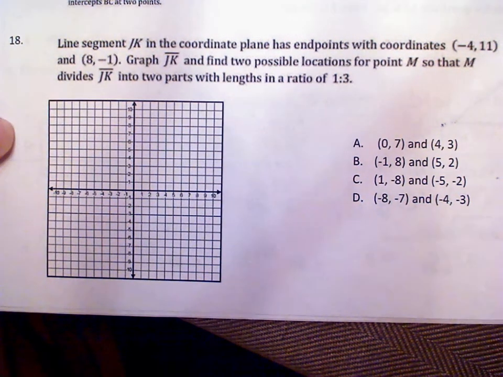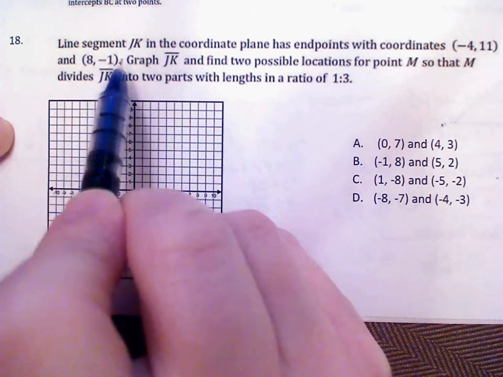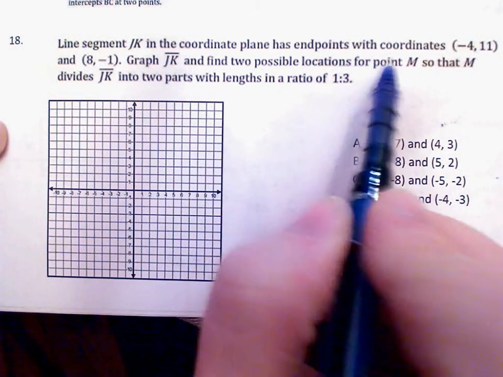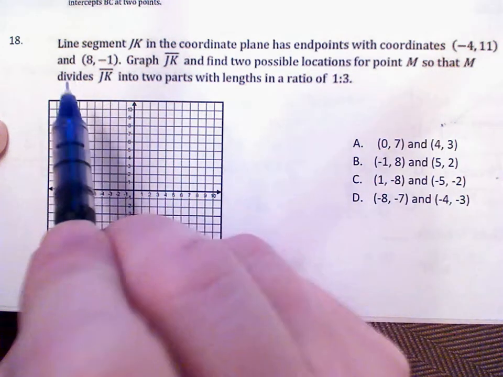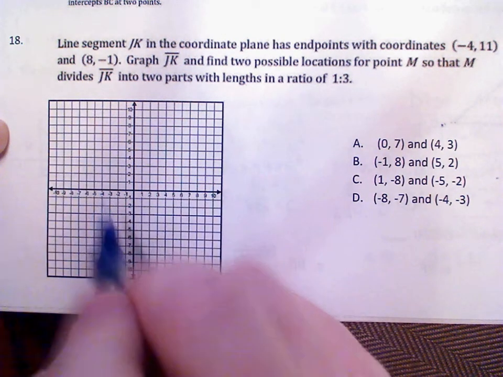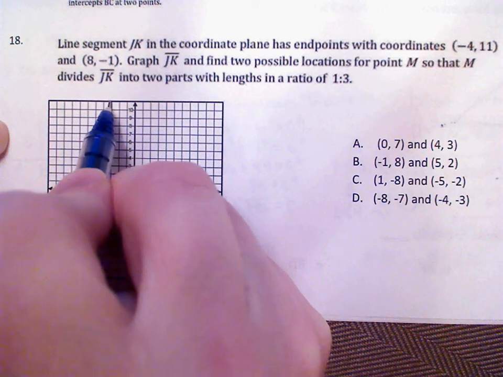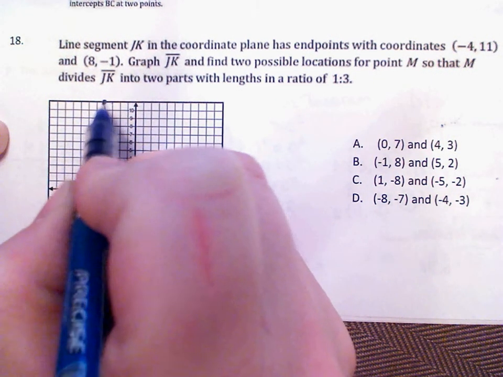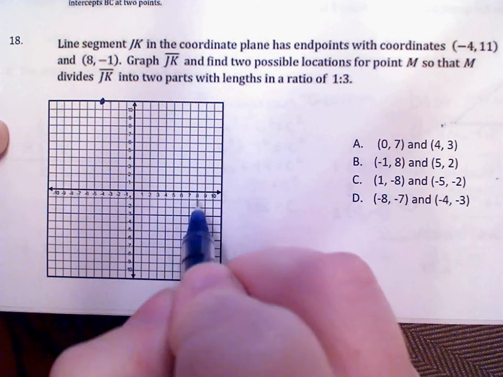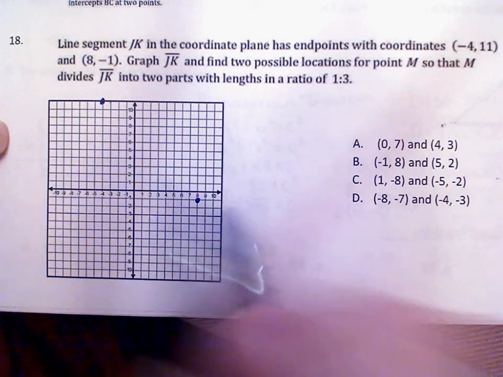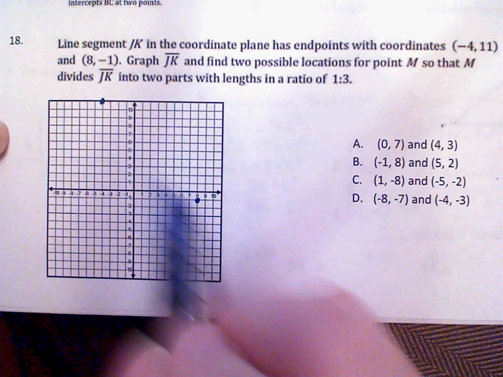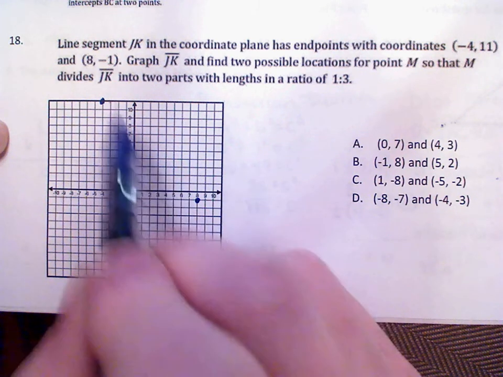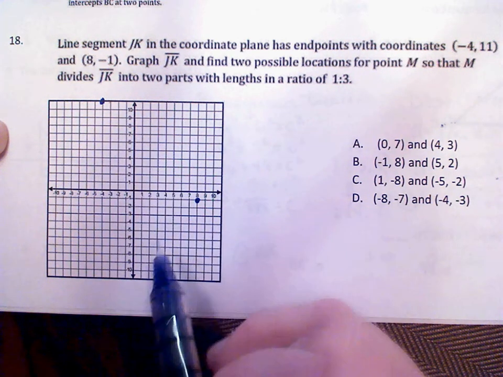Number 18 is a question about a segment that is being partitioned. In this one, it says line JK in the coordinate plane has endpoints with coordinates -4, 11, and 8, -1. So if it helps you, you can graph those 2 points. We have -4, 11, which is right here, and we have point 8, -1, which is right here. So you know the segment or the point that you're coming up with has to be on that segment if you join those 2 points.